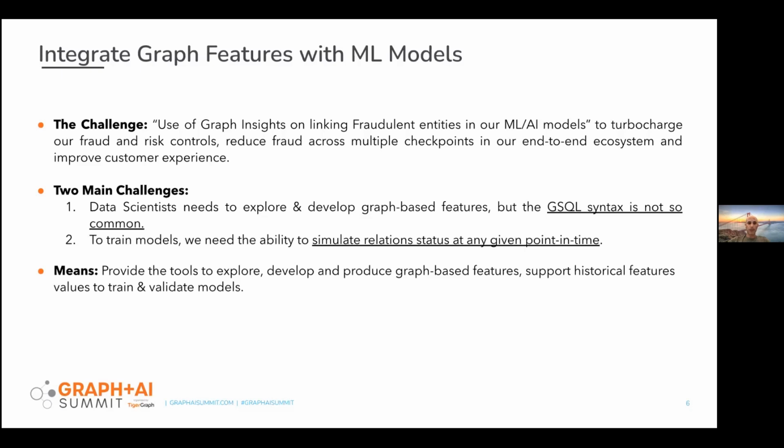The second big challenge we faced was, once you've developed the feature, how can you produce historical feature values to train your models? Our graph is constantly updated, and in order to train models using graph-based features, you need to reflect the relation status as it was at any given point in time in the past. How we achieve that? That's exactly what I'm going to share with you today.